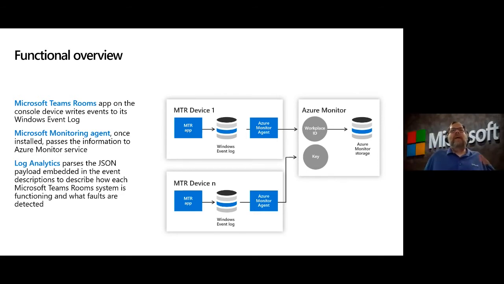So there's the MTR app. The MTR app writes to the Windows event log. Just like any good proper app, we use event log as well. On each MTR within Windows, you install the Azure Monitor agent, and you connect it to your Azure Monitor. Anyway, you connect it to your Azure Monitor instance, and then it'll start pushing everything up to Microsoft 365.